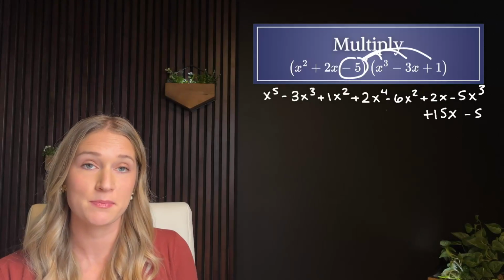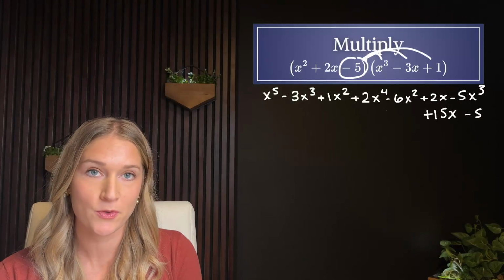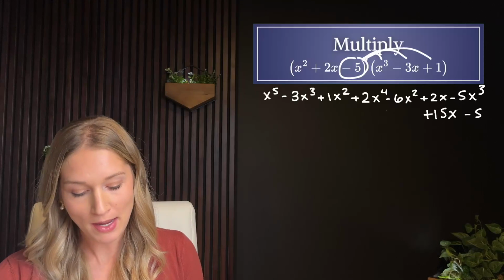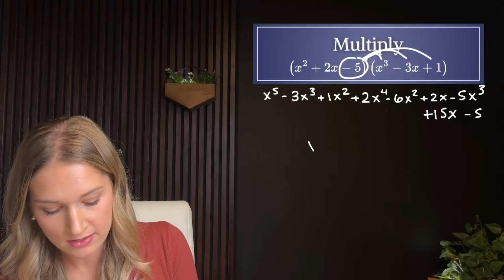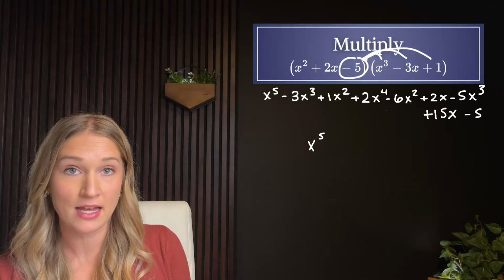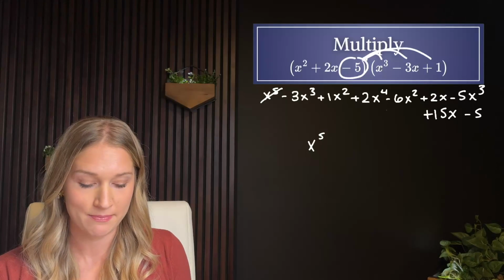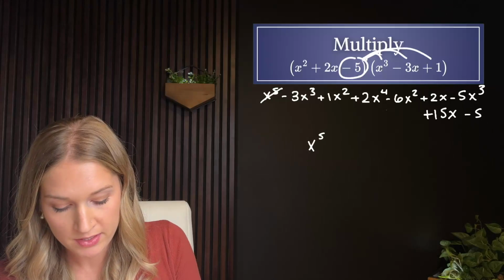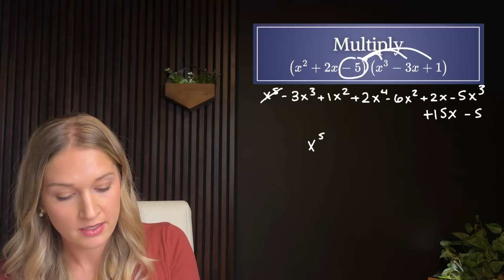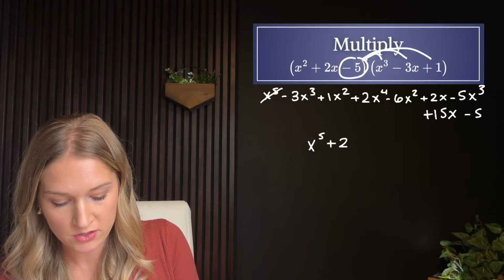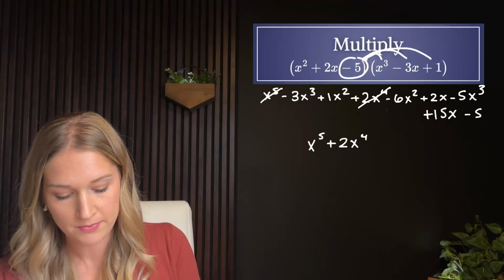And now I just combine my like terms, starting with your highest exponent going down to the lowest. So I see my highest exponent is x to the fifth. There's nothing else to combine that with, so that's the only one, and I cross it out to represent that I've already used it. I move down to x to the fourth, and I see an x to the fourth here. There's nothing to combine it with, so I just bring it down and cross it out.